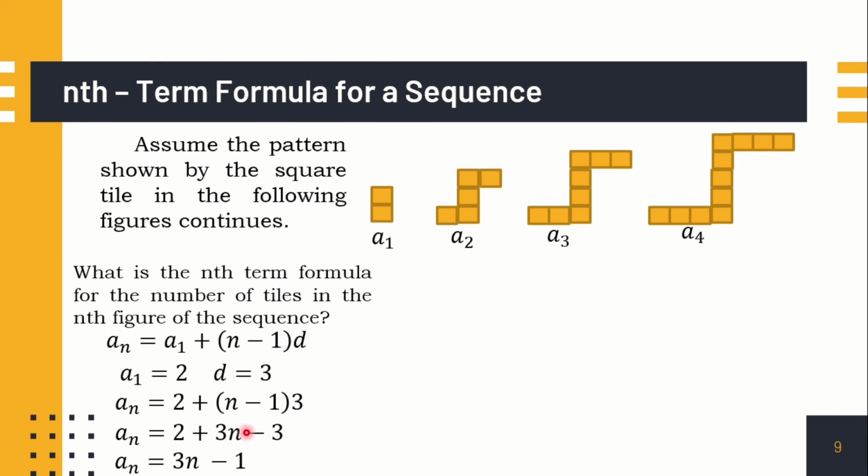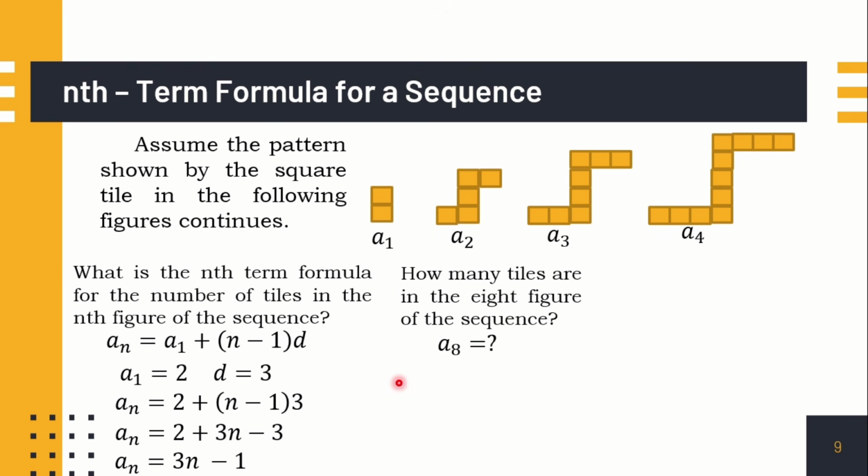And then, si 2 minus 3, kailangan natin i-simplify. So, 2 minus 3, that is negative 1. So, therefore, ang nth term dito is 3n minus 1. Next question. How many tiles are in the 8 figures of the sequence? So, instead na draw ka dyan ng mga square tiles, so why not using the nth term, makukuha na natin yung number ng square tile sa pang 8 figures.